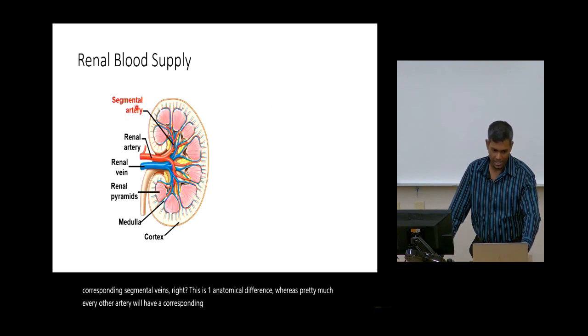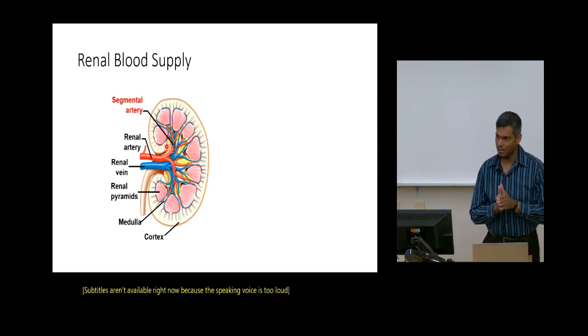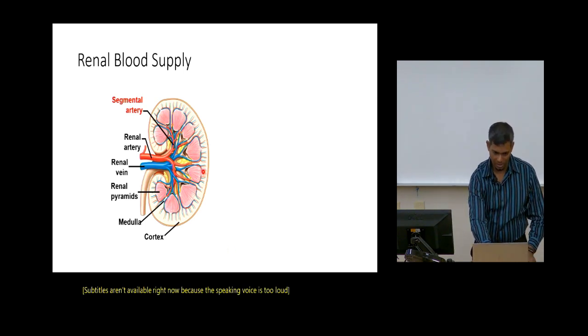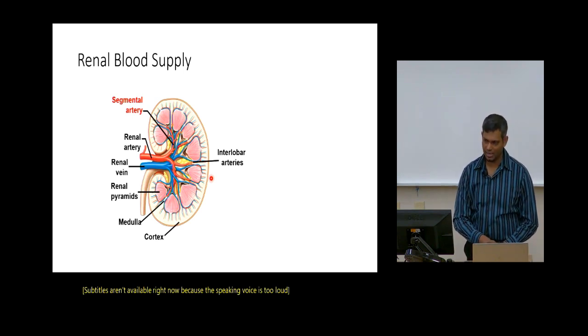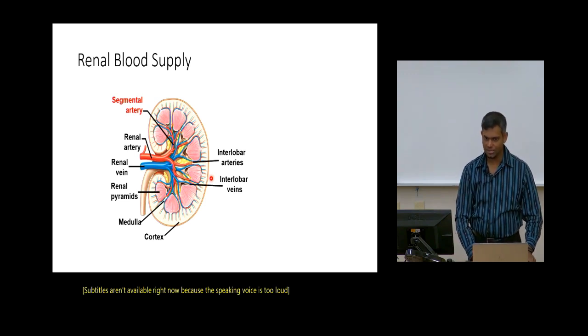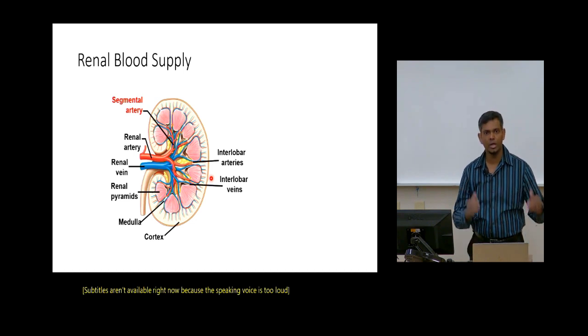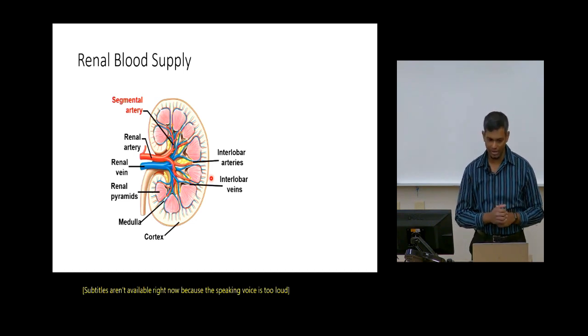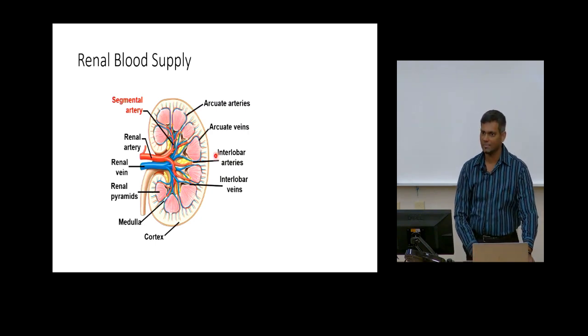And then these segmental arteries, they're going to move in between the renal pyramids, and because they go between the lobes of these pyramids, they're called interlobar arteries. Okay, and you will find alongside the interlobar veins as well. And these interlobar arteries and veins, they're going to arch over the base of the renal pyramids, and so they're called the arcuate arteries and the arcuate veins.